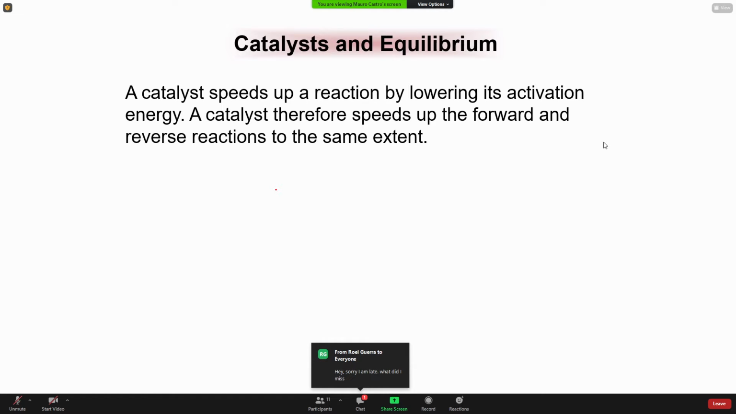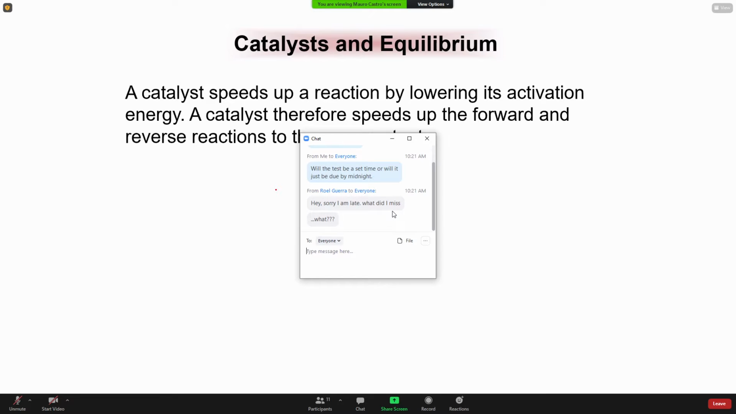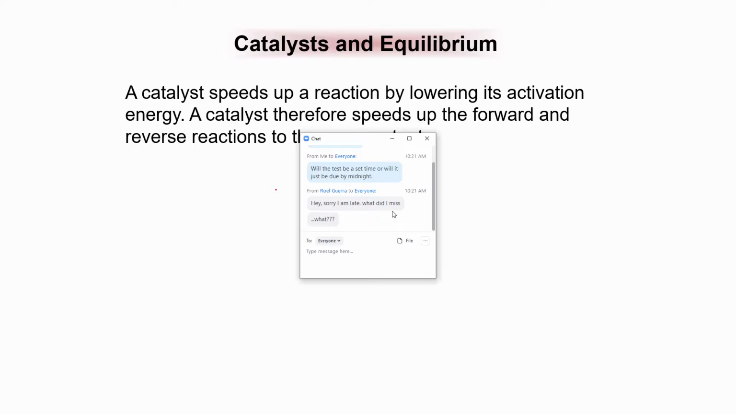What I want you to know is that by adding a catalyst, the K value does not change. The K will be the same. By adding a catalyst, you'll reach that equilibrium faster. You'll get there faster, but the number for K will be the same with or without a catalyst. It only speeds up the reaction.